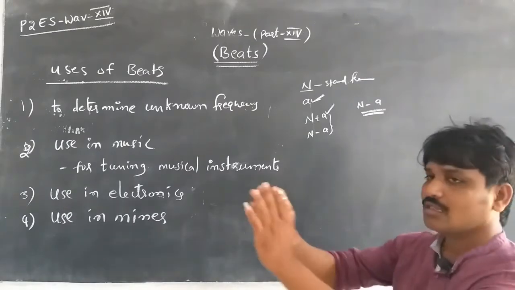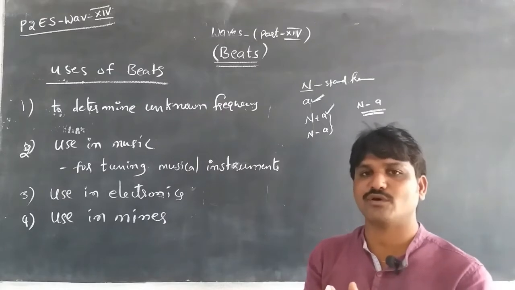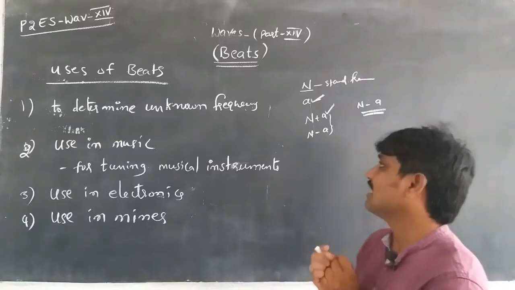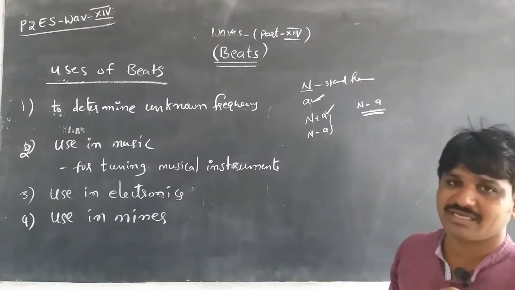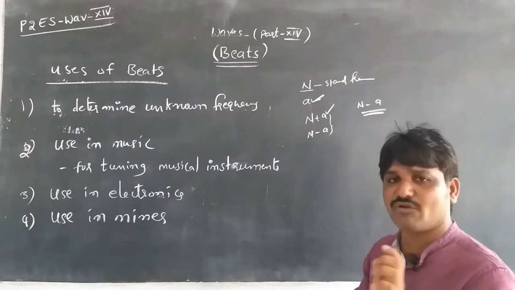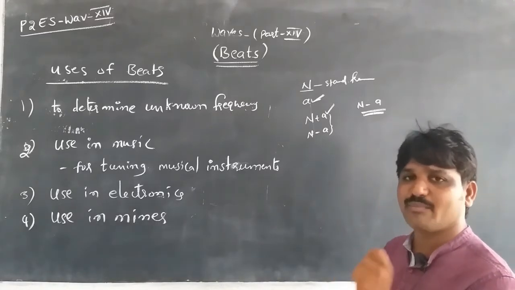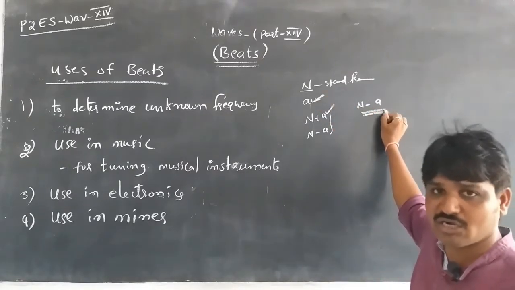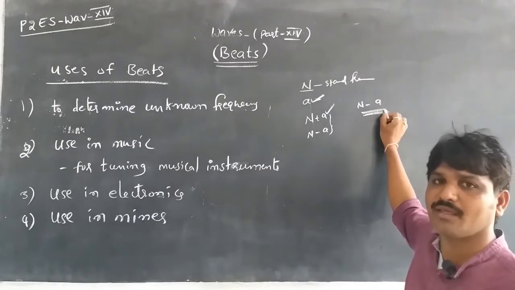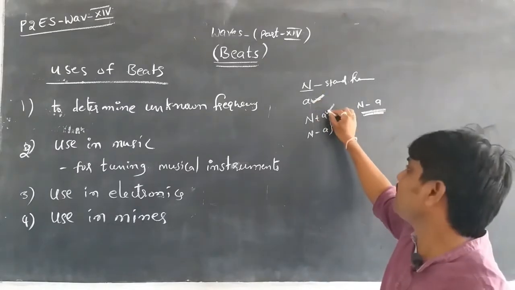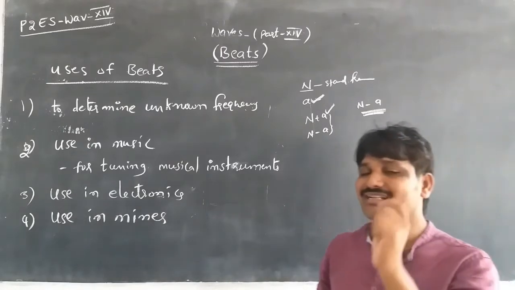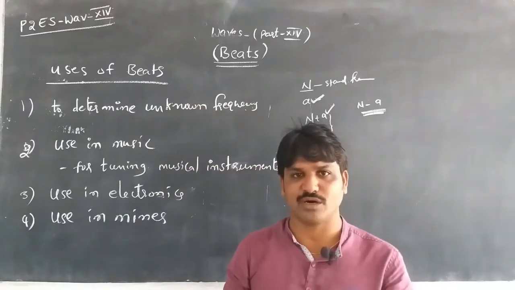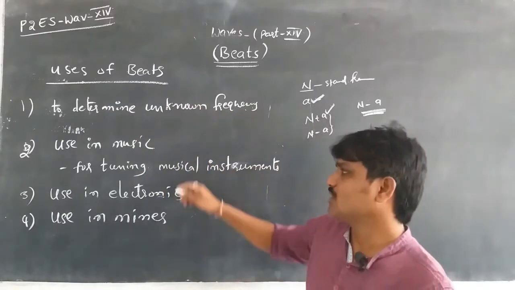Means when we take the known frequency tuning fork and the unknown frequency tuning fork and vibrate them together, and add wax to one prong of the unknown tuning fork, if the beats per second are greater than A, then n minus A is the unknown frequency of that tuning fork. If less than A, then n plus A is the unknown frequency. Like that, by using beats, we can determine the unknown frequency of a tuning fork. And it is used in music also.